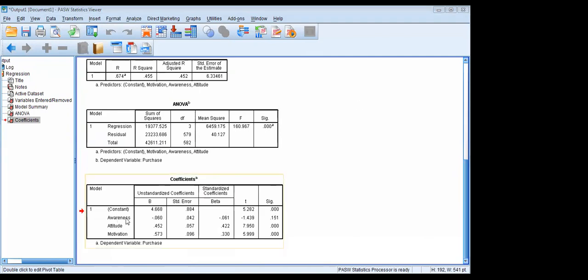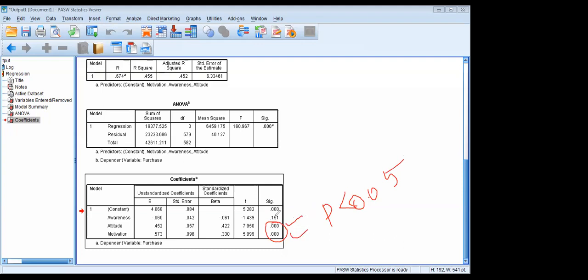What is a coefficient table? It shows you unstandardized and standardized coefficient values. Now look at this. These two, attitude and motivation. So they are good. But in awareness, the p-value is 0.151. That means it is not significant. So what is the interpretation? Awareness is not significant. But attitude and motivation are significant.